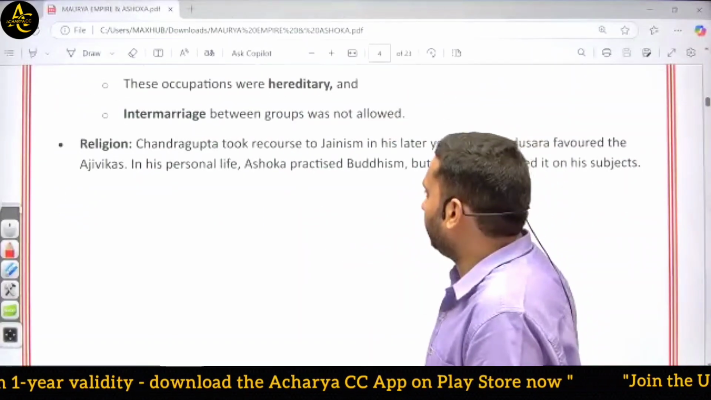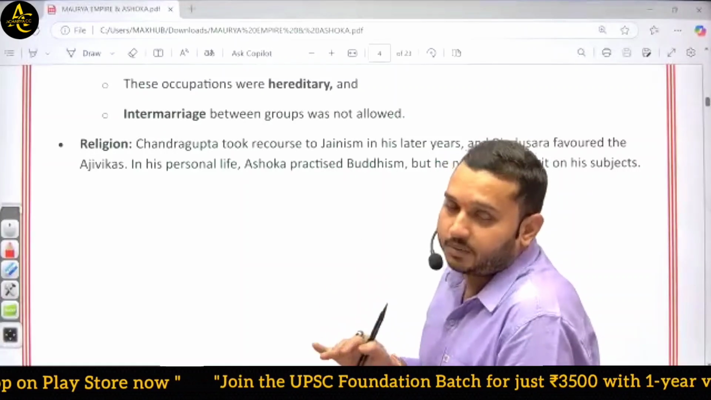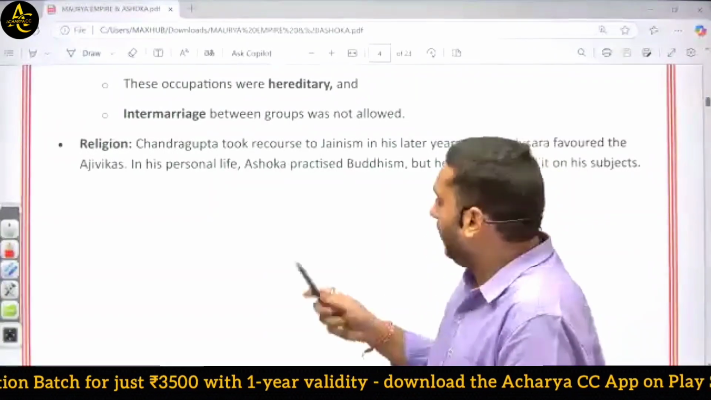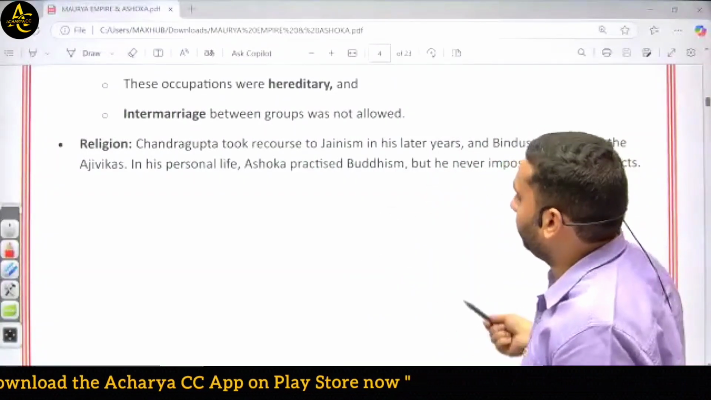Then what was the religion? As I told you, Chandragupta adopted Jainism, Bindusara adopted the Ajivika sect, Ashoka adopted Buddhism. Later, various other rulers also followed one of them.